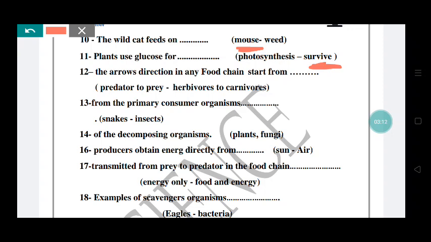The arrow's direction in any food chain starts from... what do arrows mean? The arrow's direction in any food chain starts from predator to prey, or herbivores to carnivores?